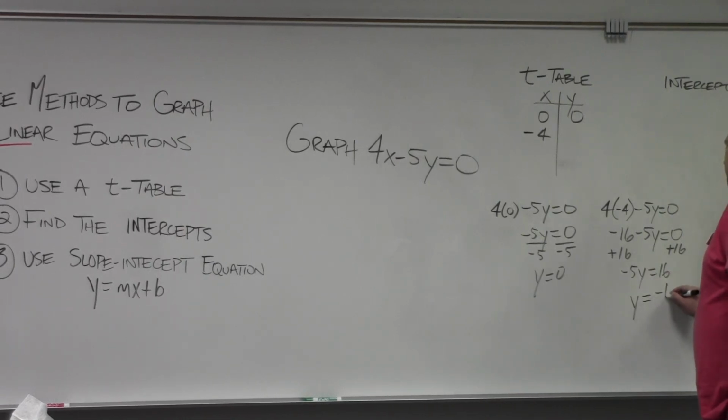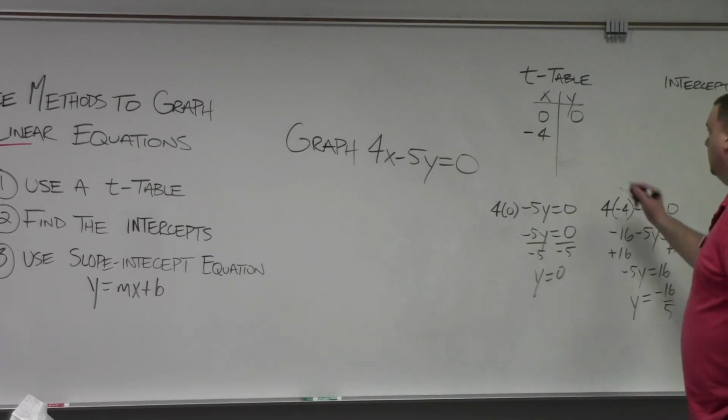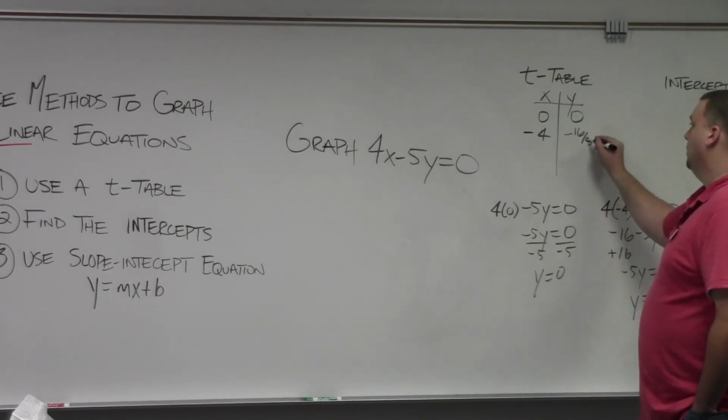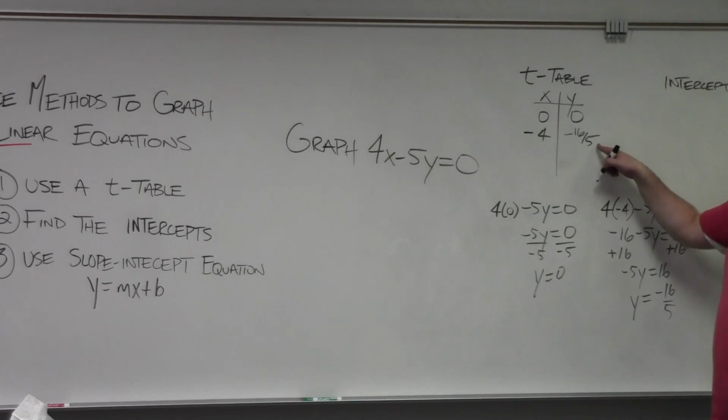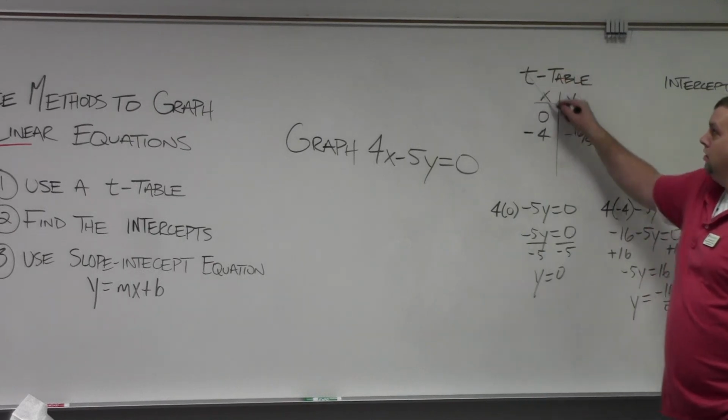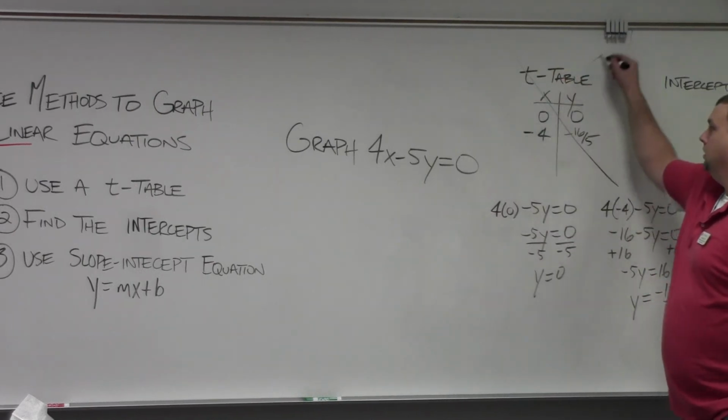Well, it's not that it doesn't work, we just get a nasty number. That's the thing with the t-table. You never know what you're going to get when you start plugging random numbers in. Yeah, you're going to get points, but you may get points like -4 and -16 fifths, which I really don't want to graph. Right? So let's stay away from the t-table.